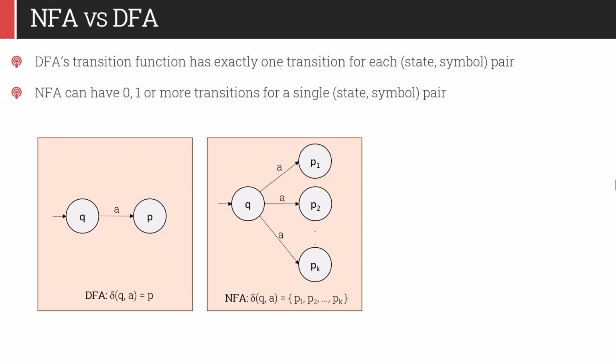If we are in Q and we have to scan some string starting with A, then we might be moving to P1, but which may be a wrong path. So we have to backtrack and we have to follow the other path. So there is non-determinism in NFA. So we can write the delta transition function for NFA in this way. Delta of Q comma A is equal to, now it would be a set of states instead of a single state, that is P1, P2 and up to Pk. All possible states we can move to from Q on reading A.